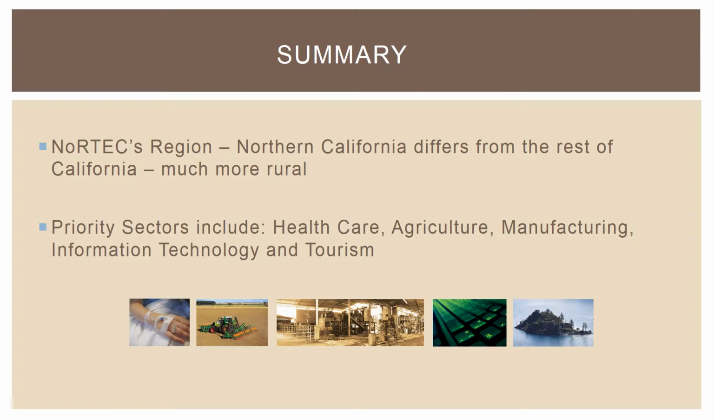And so in summary, the NORTEC region is a lot different than the rest of California. We are very rural. And just to recap really quick, the five sectors that are priority in our area are healthcare, agriculture, manufacturing, information technology, and tourism. And so right now I will hand you over to Christine, who will be going over what career pathways are. So I hope you enjoy her presentation.